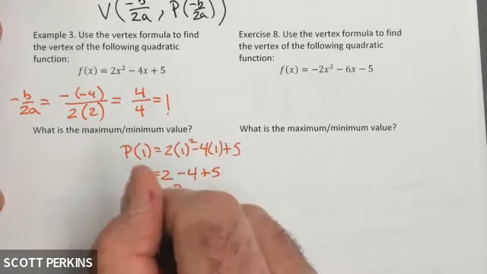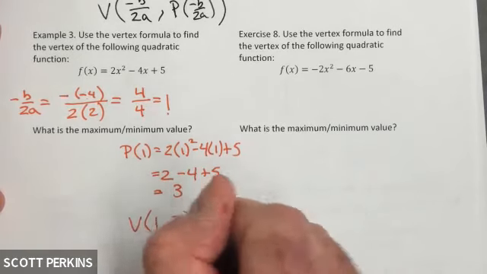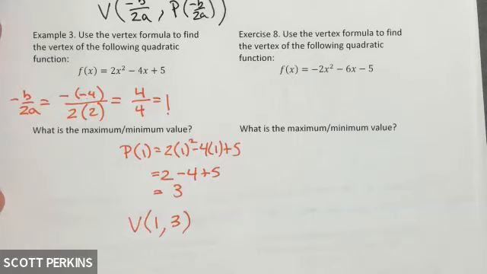So the x-coordinate of the vertex is 1. We got that from the negative b over 2a. The y-coordinate is 3. We got that just from plugging back in. And that's the vertex. Good. We got it.